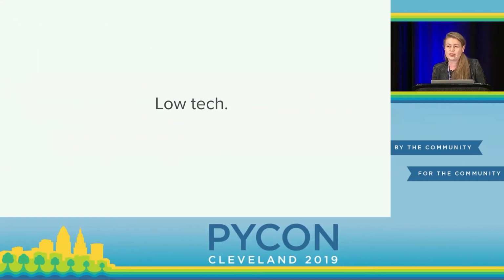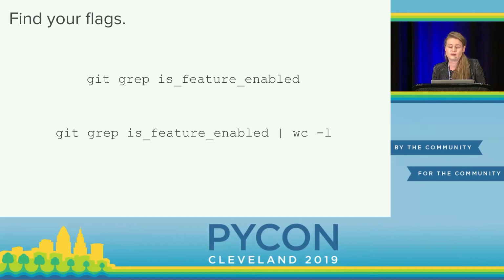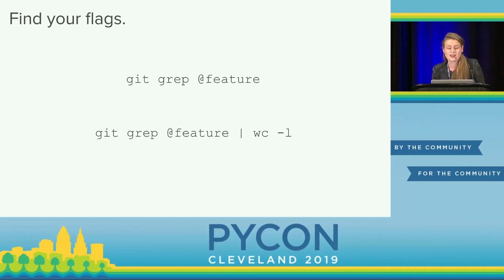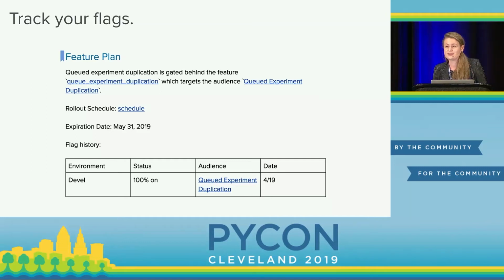So there's a pretty low-tech way of doing this, which is you can find your flags with git grep. A couple examples here. You can track your flags in a Google document or a shared spreadsheet. This is a section that I added to a technical design document. But the important thing is that we're answering the same questions, right? Where are flags? How many of them are there? What's the rollout schedule? What's the flag history? You just want to make sure that you're getting all of these questions answered before you start rolling out with flags.